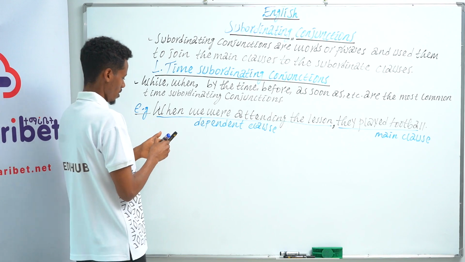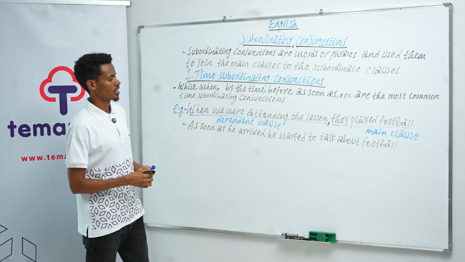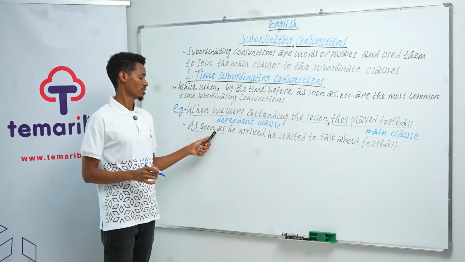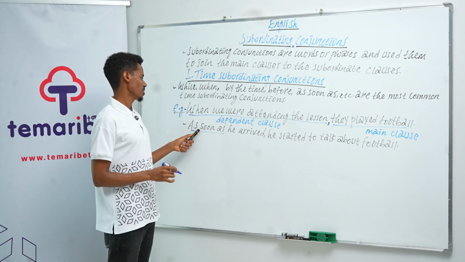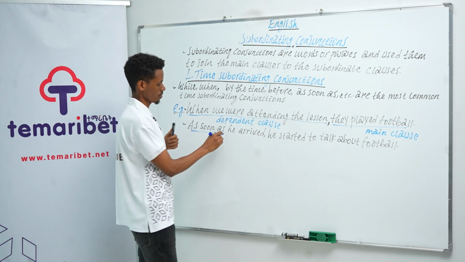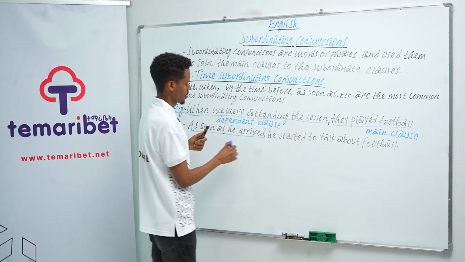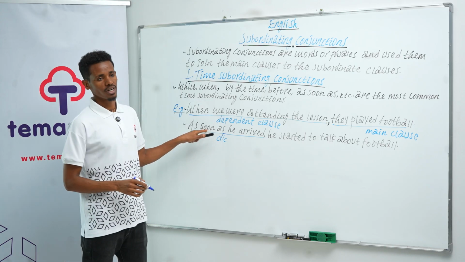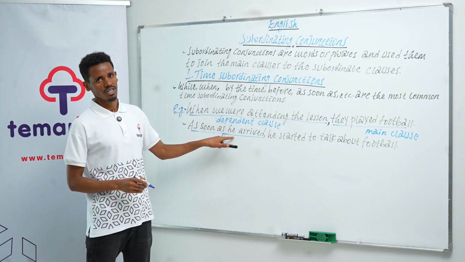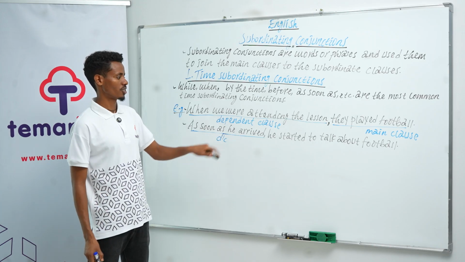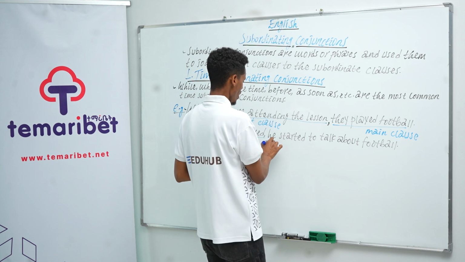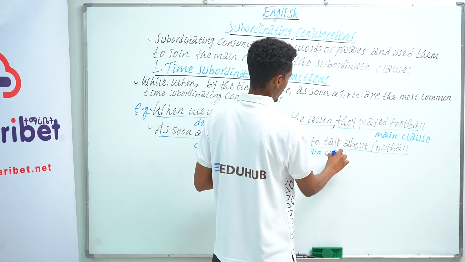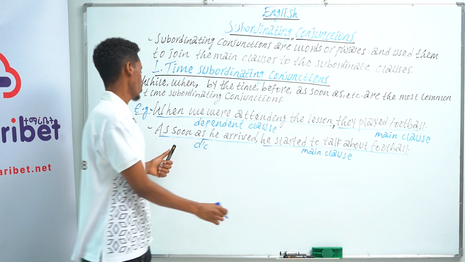This is the first rule we need to apply when we want to join the dependent clause to the independent clause. The next one: as soon as he arrived, he started to talk about football. Here we have the time subordinating conjunction "as soon as," and from "as soon as" up to the comma, this is the dependent clause, the clause introduced by one of the subordinating conjunctions. We call it a dependent clause, or sometimes the if clause. And the next one, he started to talk about football, is the main clause. Here we use the subordinating conjunction "as soon as."